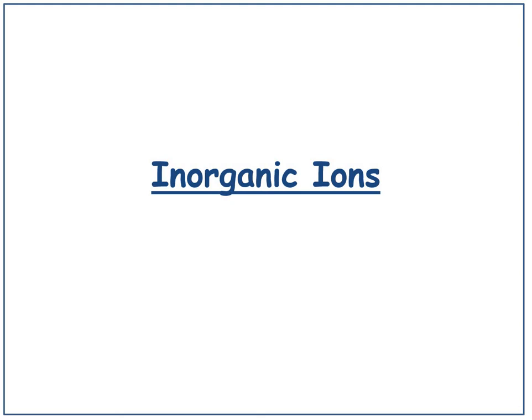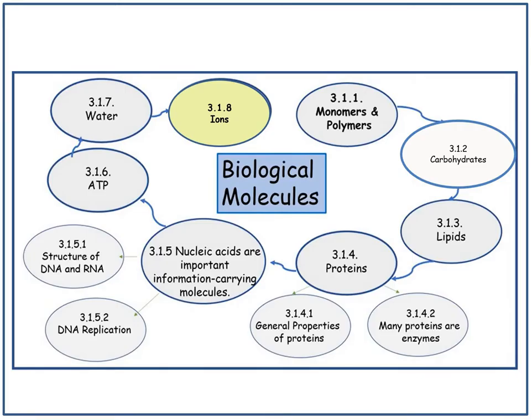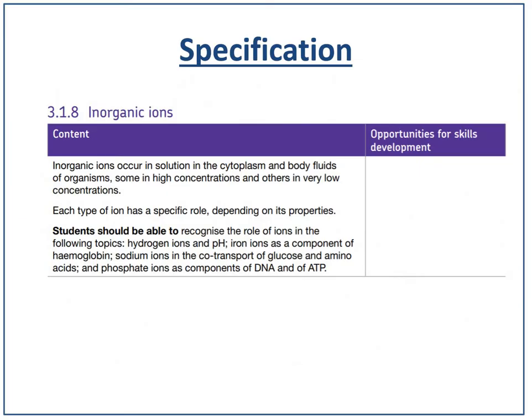Inorganic ions. This is the last topic in the biological molecules topic of the A-level biology syllabus in AQA. Look at the specification from the AQA website. Inorganic ions occur in solution in the cytoplasm and body fluids of organisms, some in high concentrations and others in very low concentrations. Each type of ion has a specific role depending on its properties.